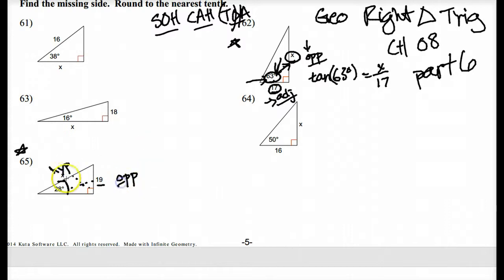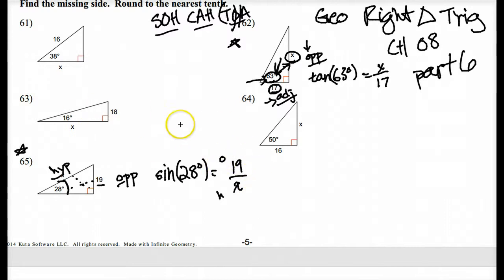So now I have a different combination with the H and O. There's no adjacent in there. So which one doesn't have the adjacent? That would be the O and H there. So that's going to give me sine. And sine of 28 degrees is going to be equal to the opposite over the hypotenuse. The opposite would be 19, and the hypotenuse would be x. Piece of cake so far.